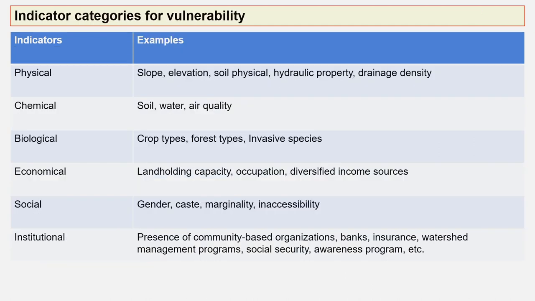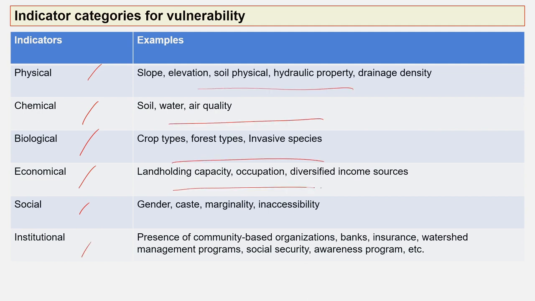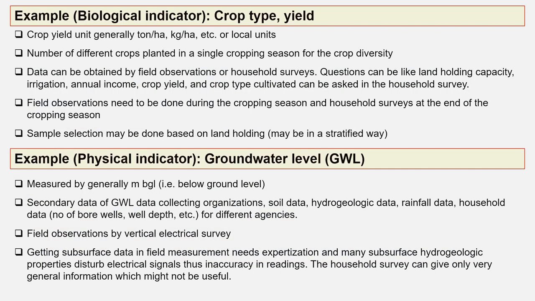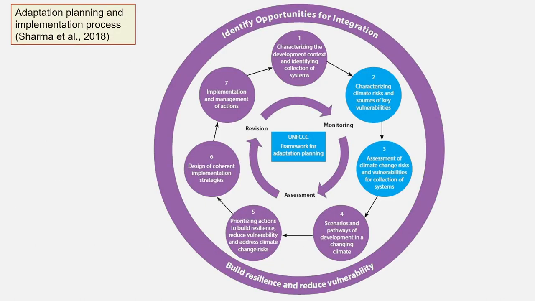Then categories of indicators for vulnerability assessment, we have also discussed, various categories and examples of vulnerability, and for which sector which indicator you should use, that also we have discussed. We have discussed each one of those indicators with real examples, if you remember. Then we discussed the adaptation planning and implementation process.